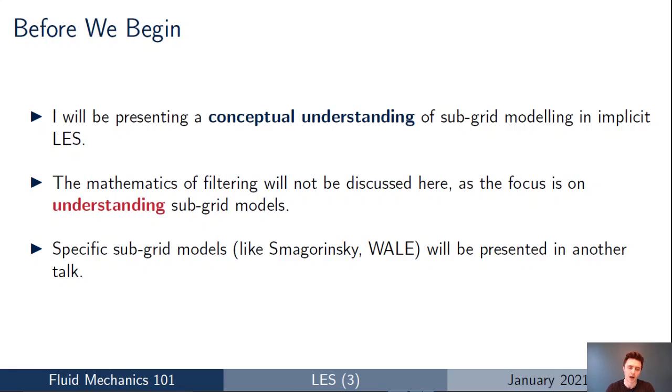Before we get started with this talk, I just want to make a few notes. The main thing to note is that the point is to develop a conceptual understanding for the subgrid modeling that goes on in implicit LES and why we need the subgrid model. In many talks that you'll see on the internet and in papers and textbooks, the focus of the subgrid model tends to be on the mathematics of the filtering operation and how we actually derive subgrid models. That's not going to be the focus of the talk today, because I want to help you develop an understanding. Once you've developed that understanding, you can then go and consult those resources and look into the mathematics of filtering and other processes in more detail.